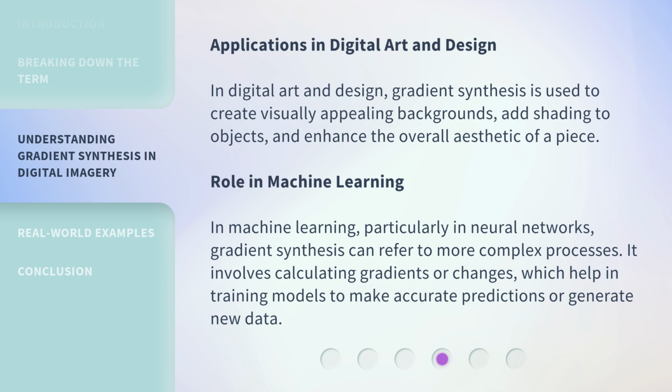Role in machine learning. In machine learning, particularly in neural networks, gradient synthesis can refer to more complex processes. It involves calculating gradients or changes, which help in training models to make accurate predictions or generate new data.